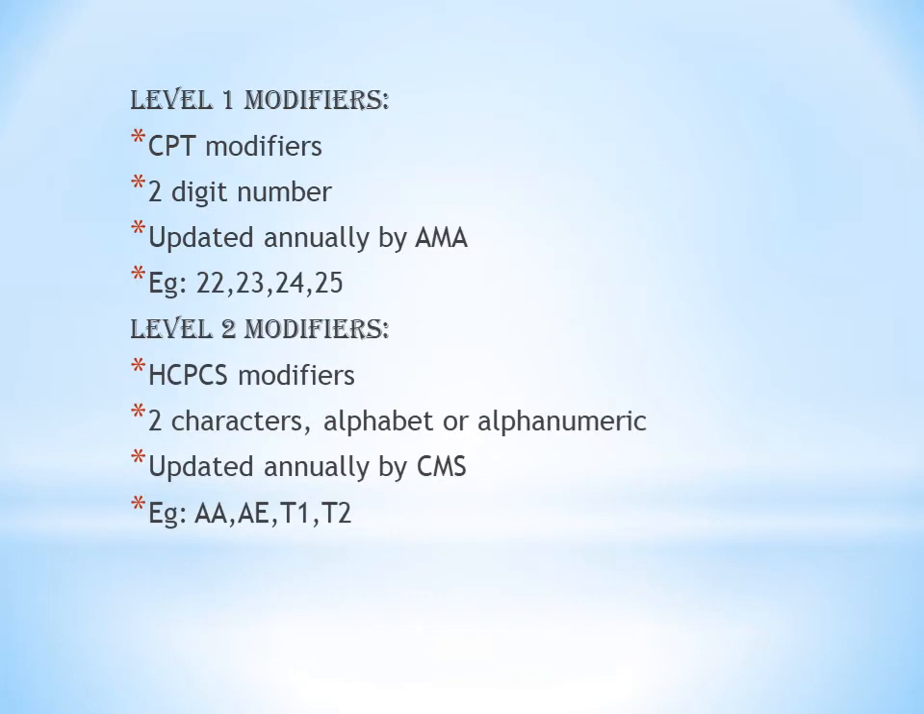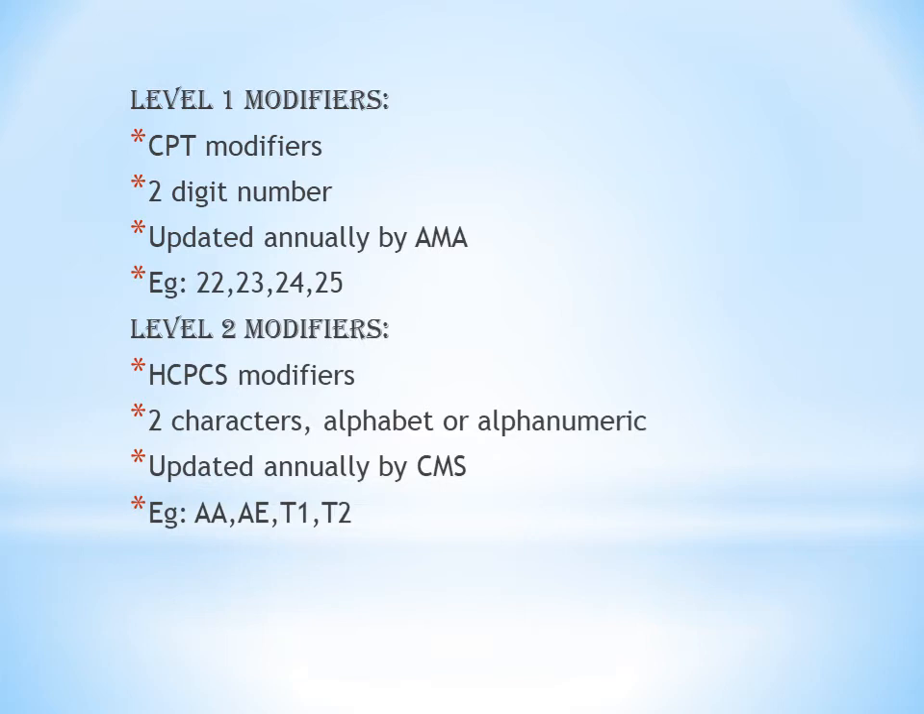Before that, the modifiers are of two types: level 1 modifiers as well as level 2 modifiers. Level 1 modifiers are usually called CPT modifiers. They are two-digit numbers, and they are usually updated annually by the AMA, the American Medical Association. Some examples are 22, 23, 24, 25, 26, 32, 33, like that.